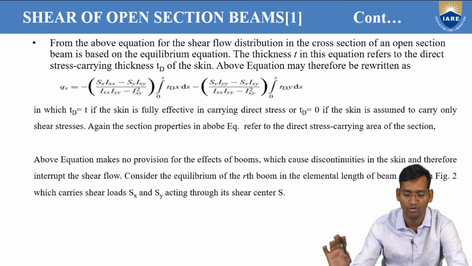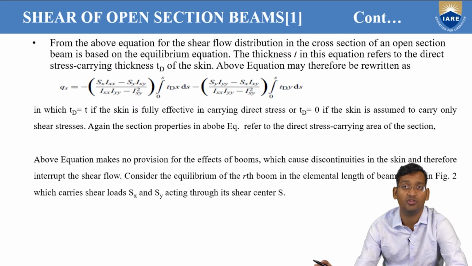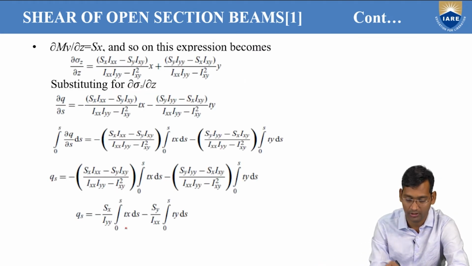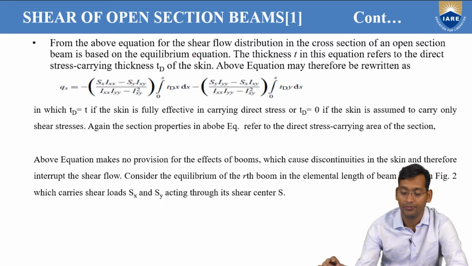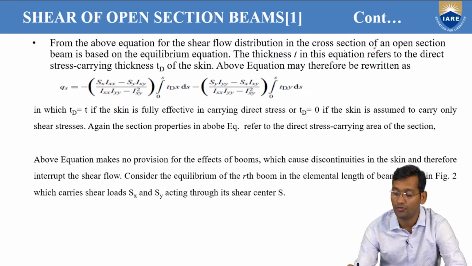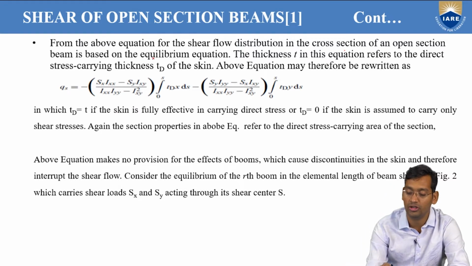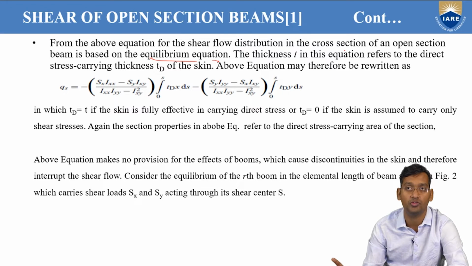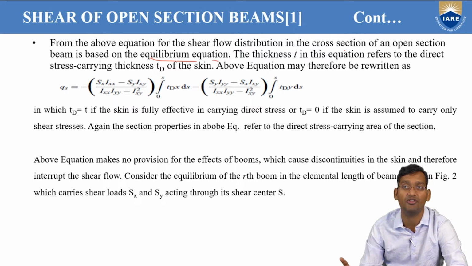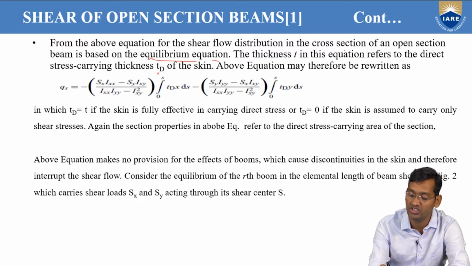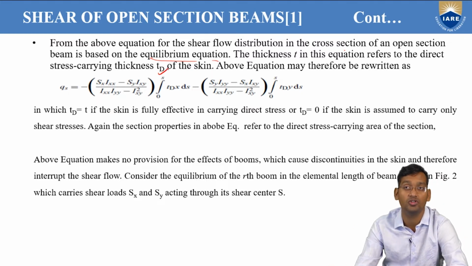Okay. So now, from the above equation of the shear flow, that is from here, the shear flow distribution in the cross section of an open section beam is based on the equilibrium equation that must be equal to 0. The thickness T in this equation refers to the direct stress carrying thickness TD. So in this case, what happened? This T will be equal to TD.